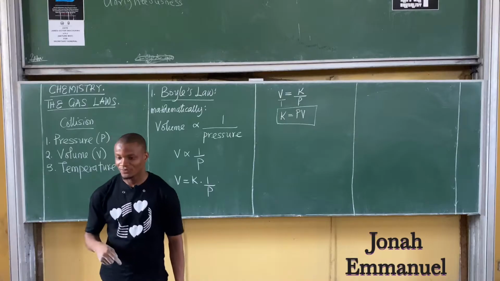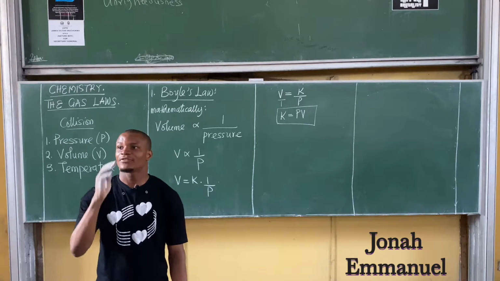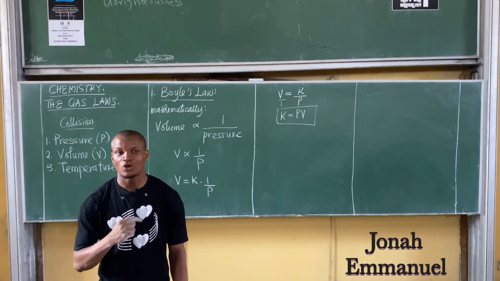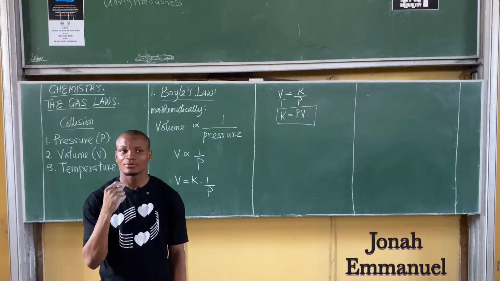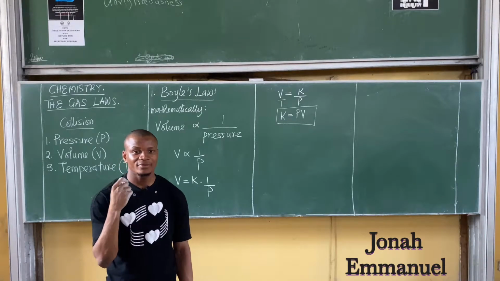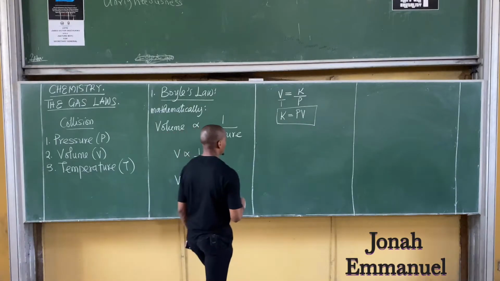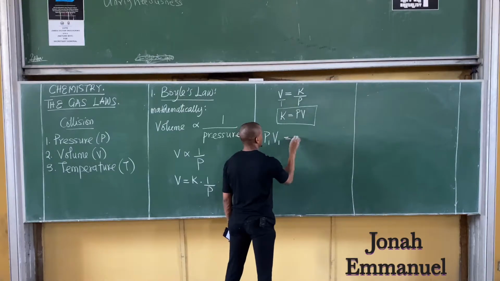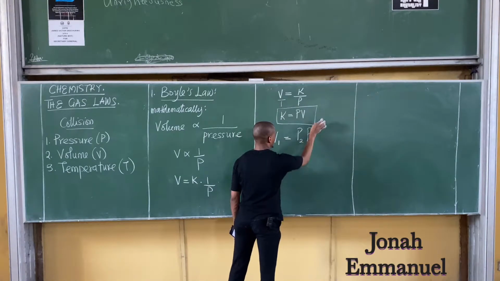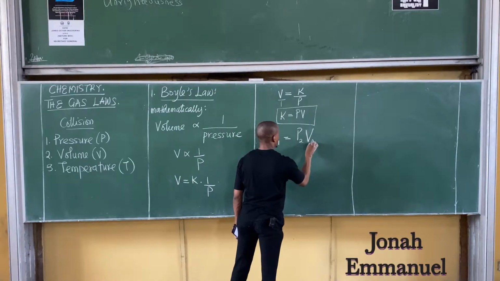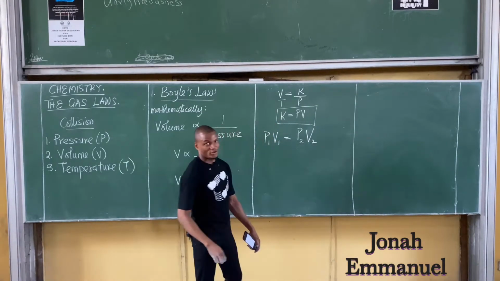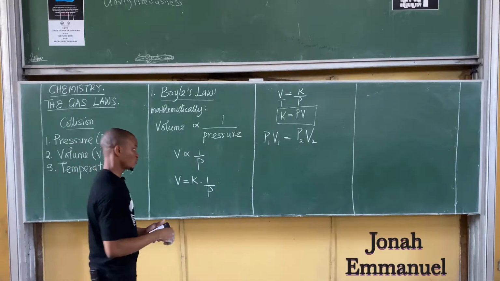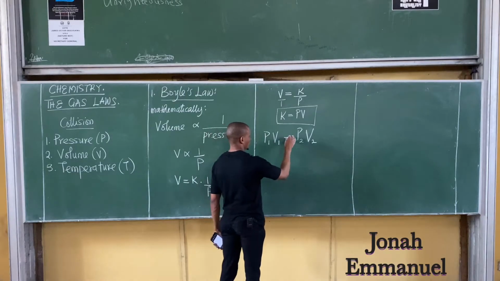If temperature remains constant, Boyle's law can also be expressed as P1 V1 is equal to P2 V2.